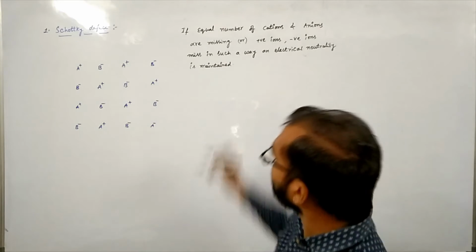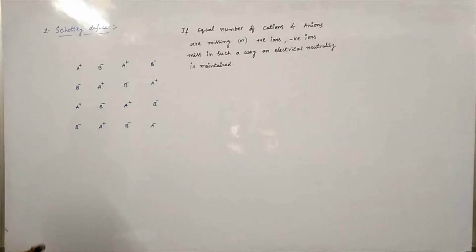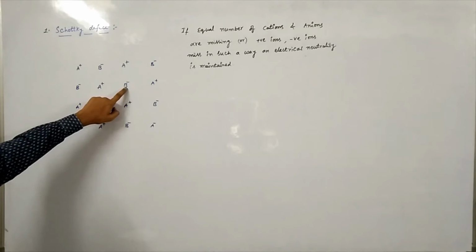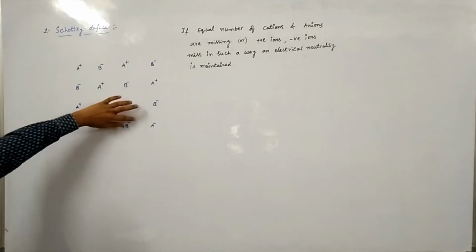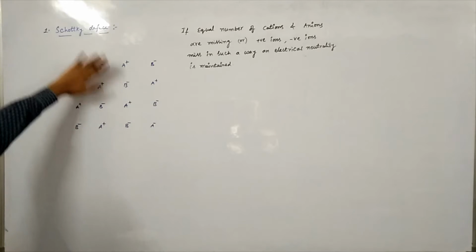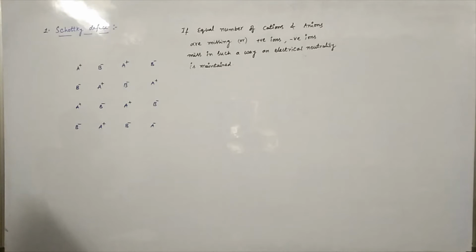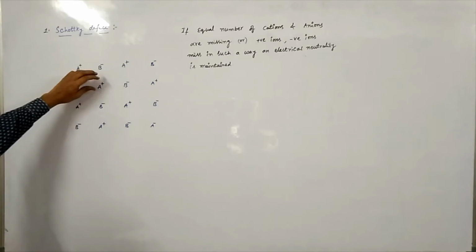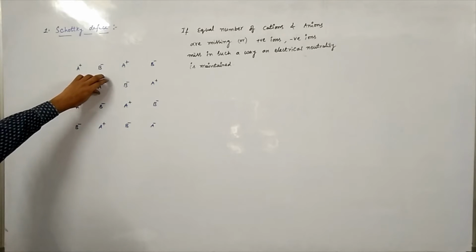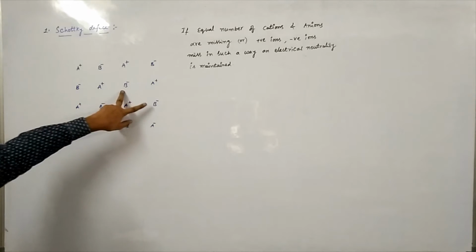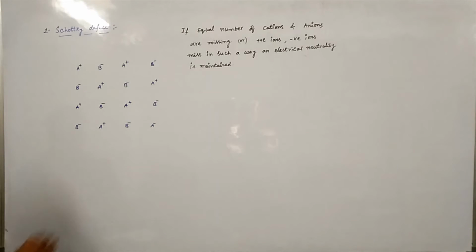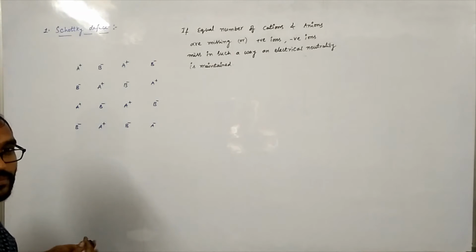Now see this. Equal numbers of cations and anions are missing, or we can say I can take plus 2 ions and minus 1 ions. Then how do I have to miss them? In such a way that total charge must be the same. If one plus 2 is missing, then two minus 1 must be missing. Overall charge should be maintained neutral. Then we call it Schottky defect.